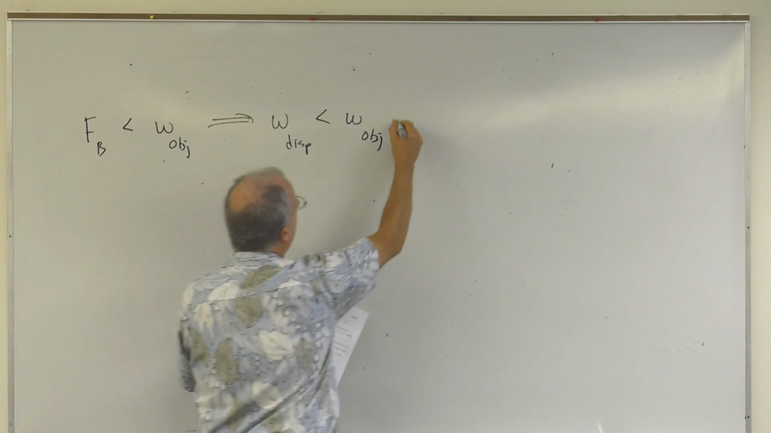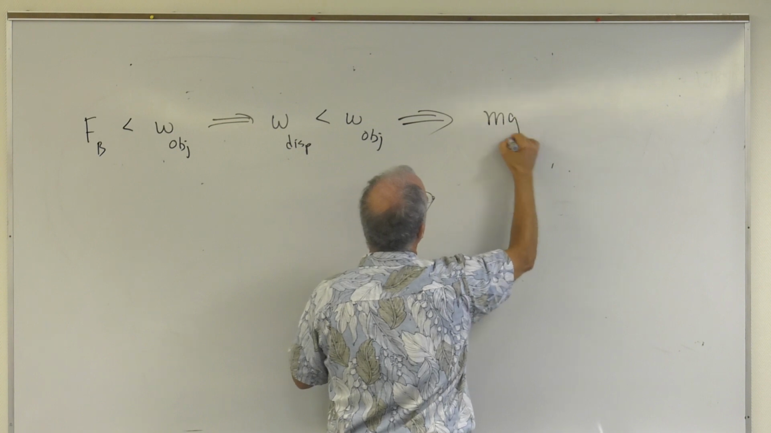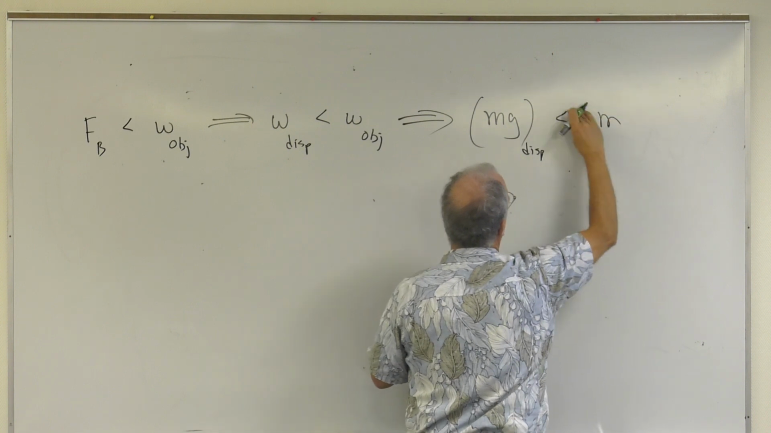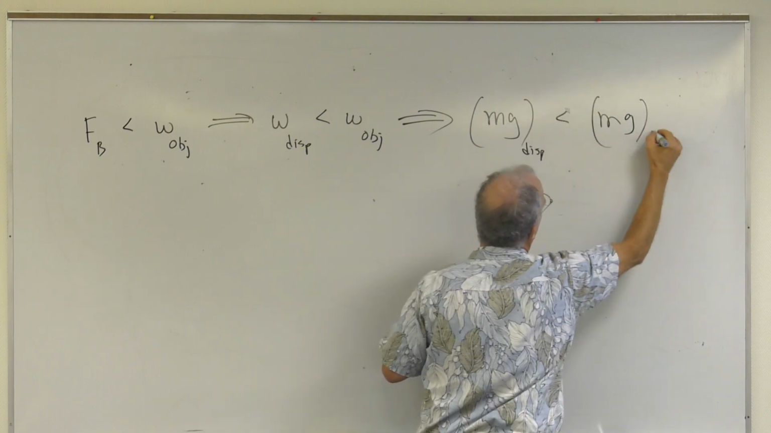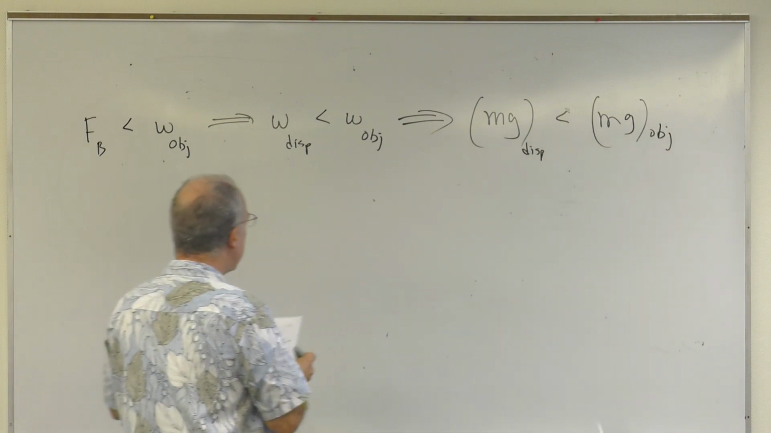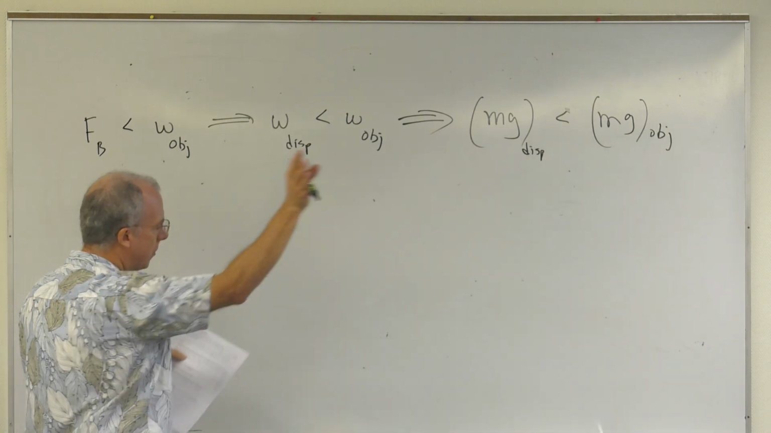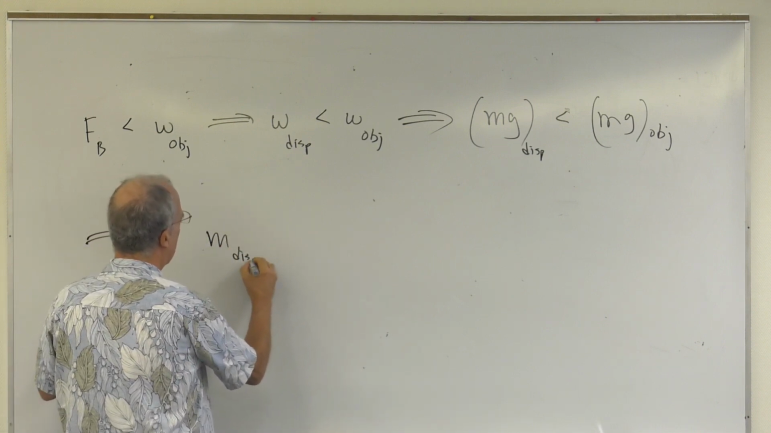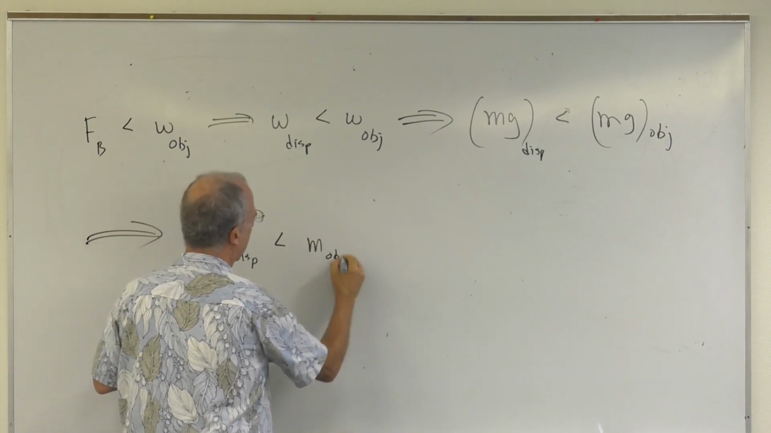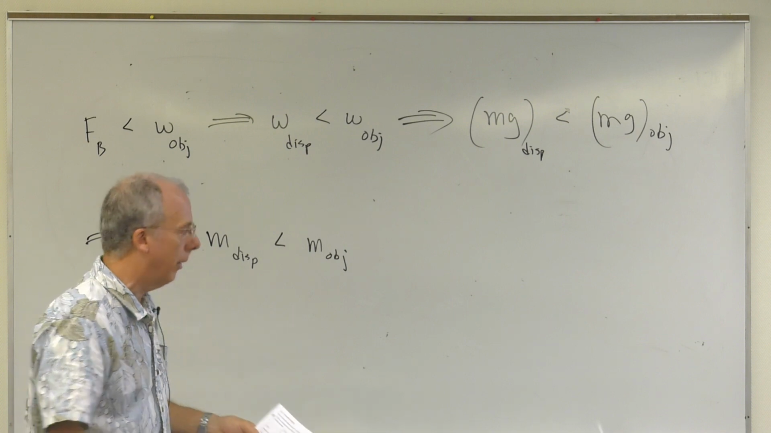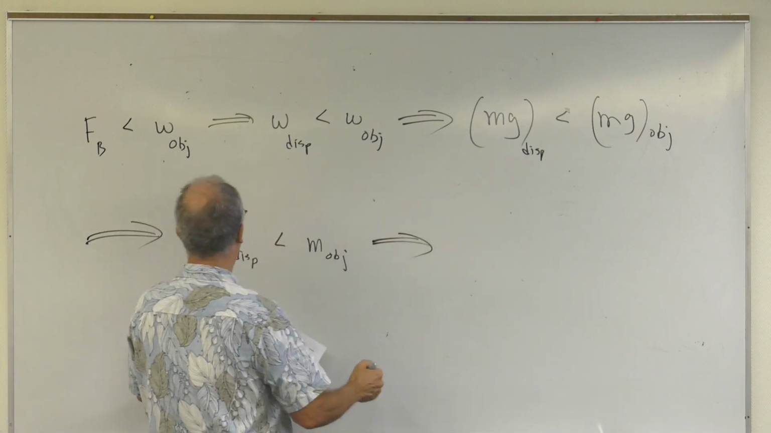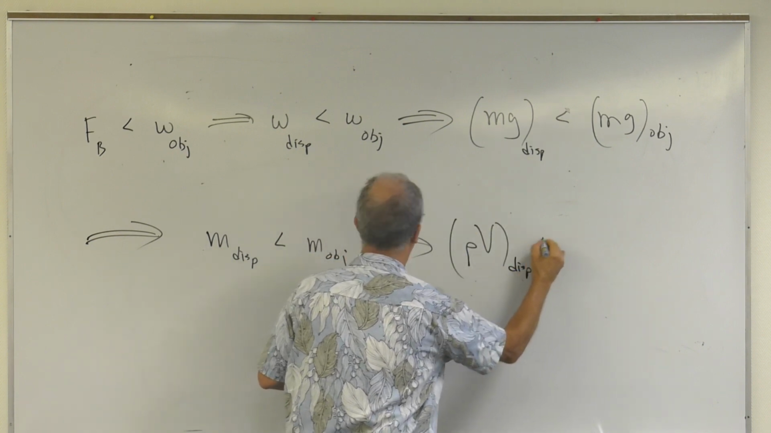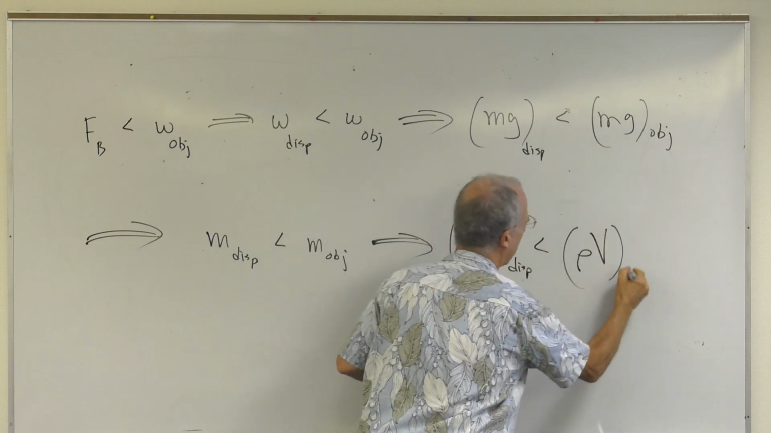Awesome. All right, well, what does that mean? It means mg of fluid displaced is less than mg of object. Well, first of all, get rid of the g's, right? So the mass of the fluid displaced is less than the mass of the object. Now again, we typically don't know the mass of the liquid, so let's change it. That means that rho v displaced is less than rho v object.